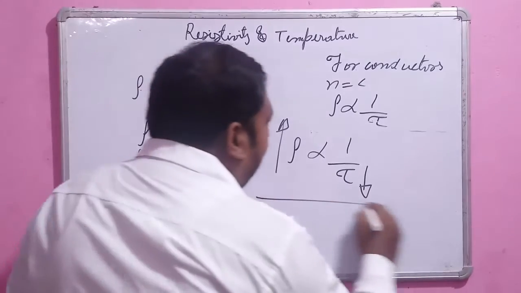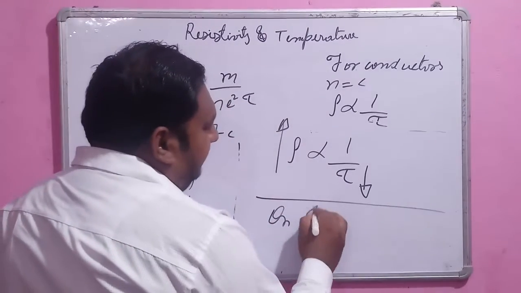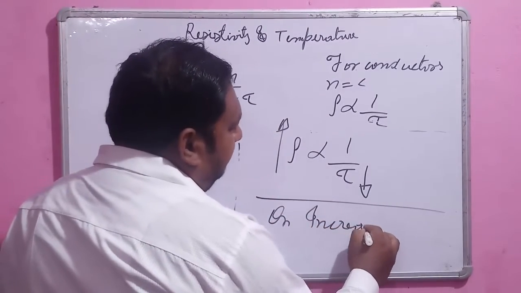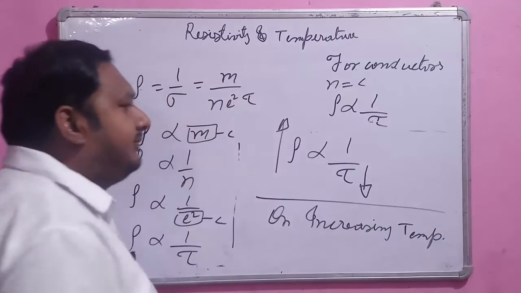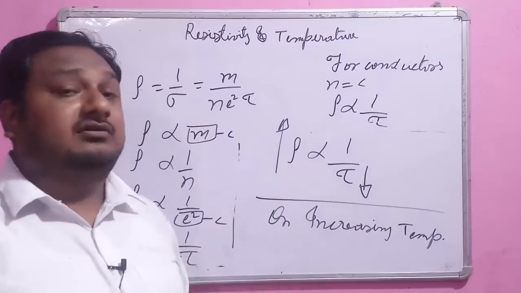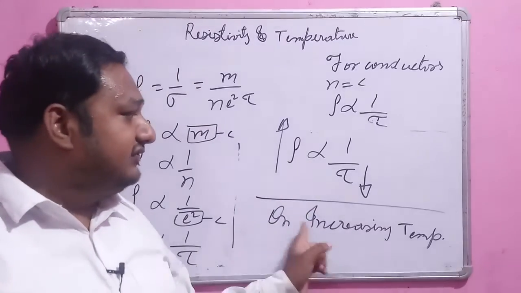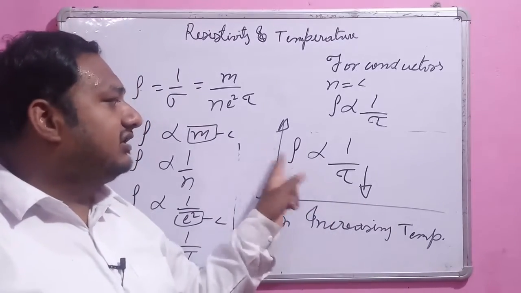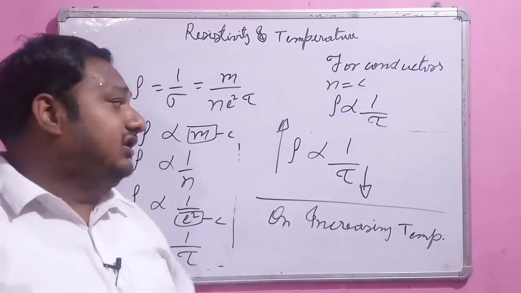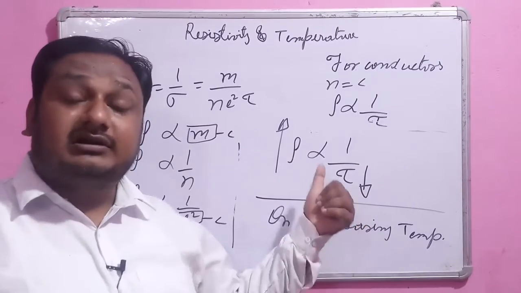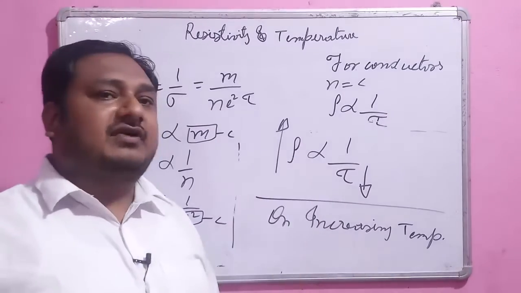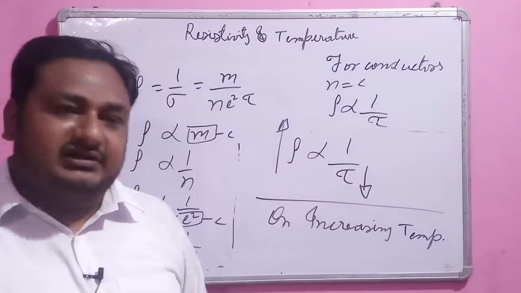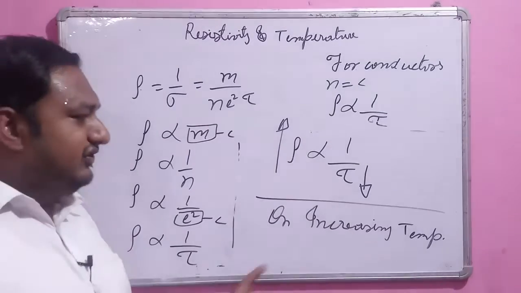In this situation, on increasing temperature, the resistivity of a conductor increases. Why? Because the relaxation time of the conductor decreases. That's why the resistivity of the conductor increases. Okay, now this is for the conductors.